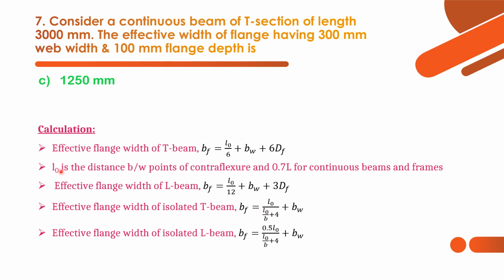And L naught is the distance between points of contraflexure or points of zero moments, or in case of continuous beams and frames, it shall be 0.7 into the effective length. Now we shall move on to the next question.